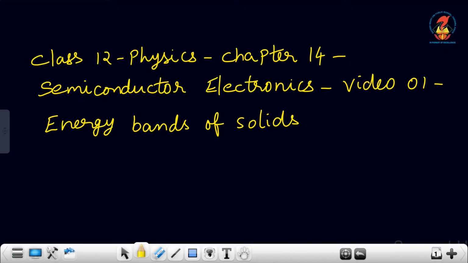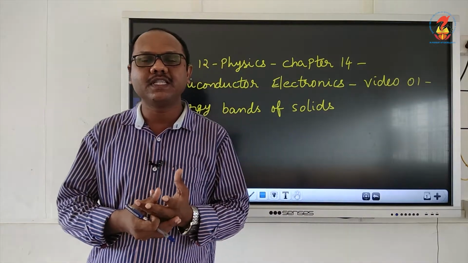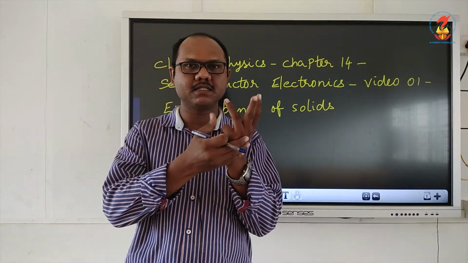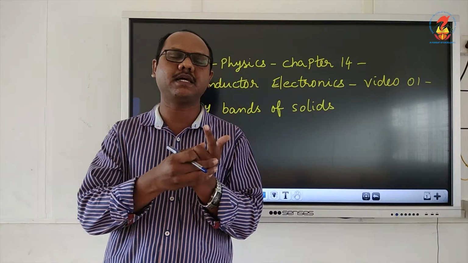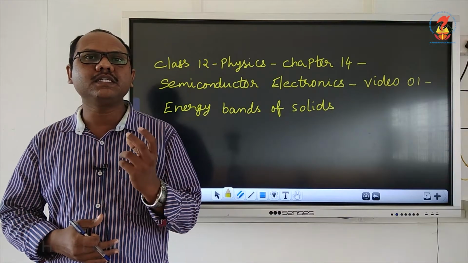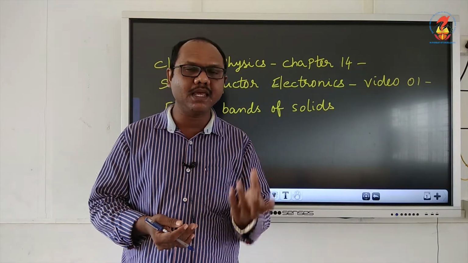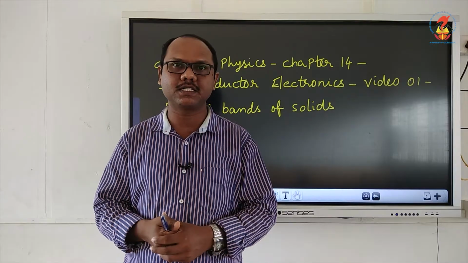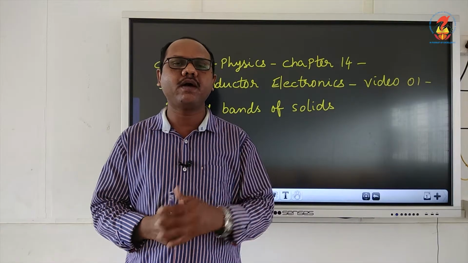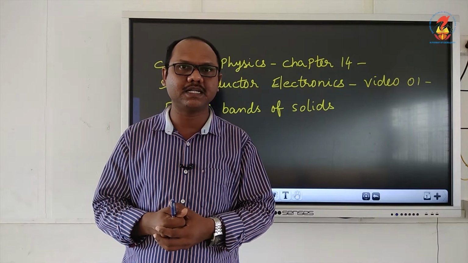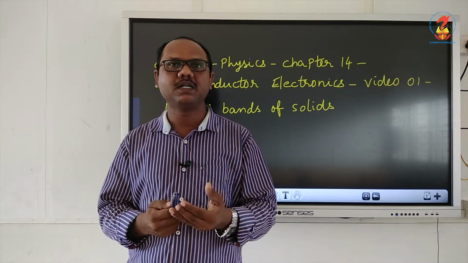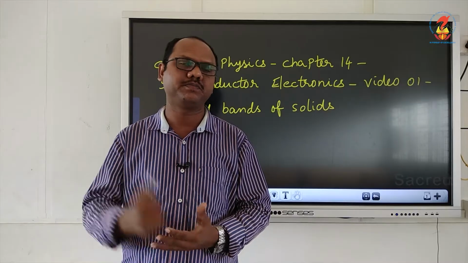Good morning students. Today we are going to start a new chapter, Semiconductor Electronics. You already know the difference between conductors, insulators and semiconductors. What is meant by a conductor? It is a material which can conduct electricity. And you have already studied silver is the best conductor, then comes copper, then comes aluminum and so on.